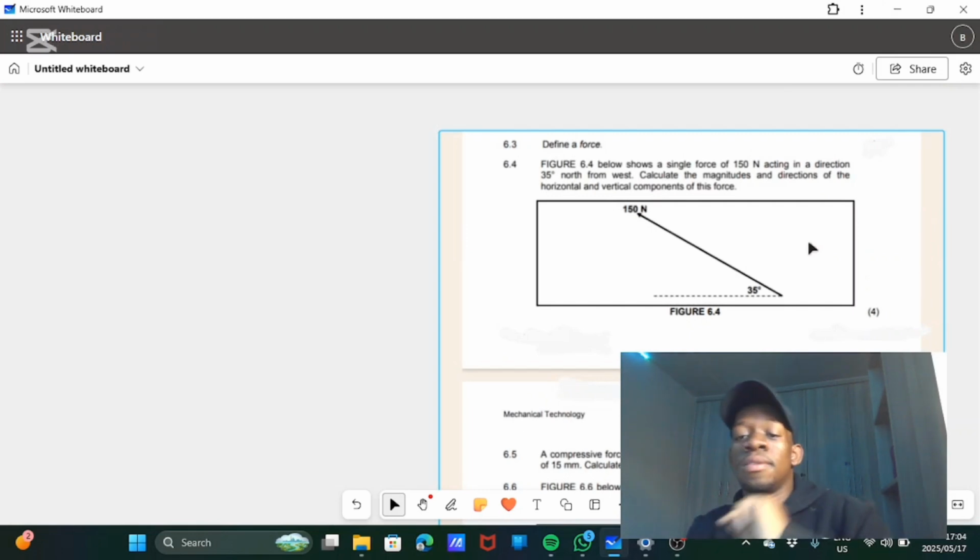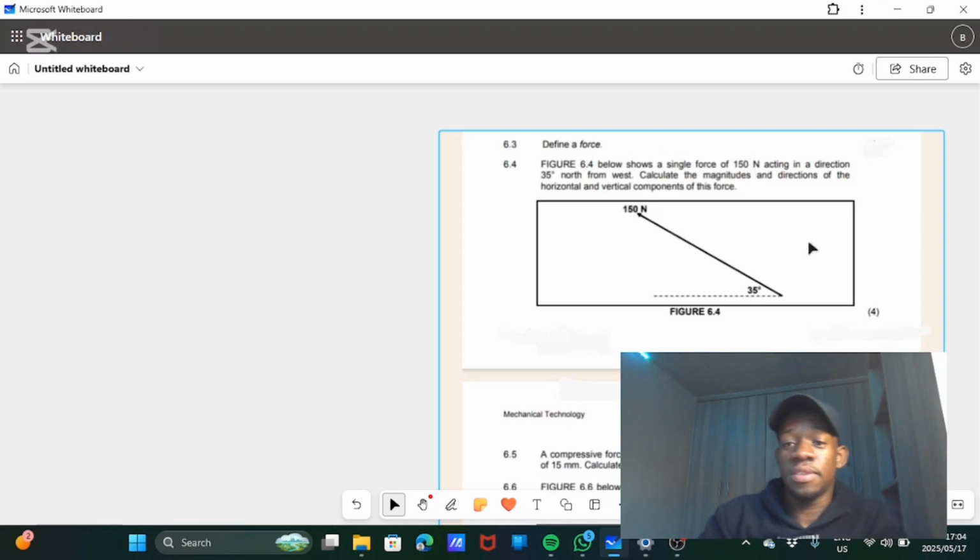Okay, 6.4. It says below shows a single force of 150 newtons acting, sorry, in a direction 35 north from west. Calculate the magnitude and the directions of the horizontal and vertical components.